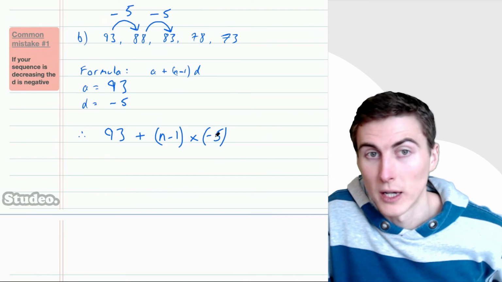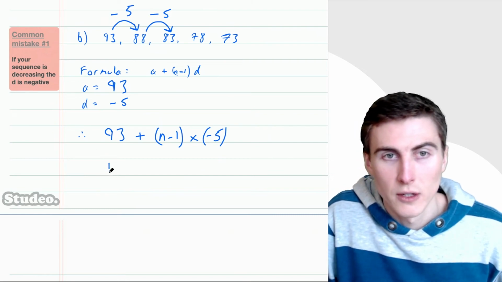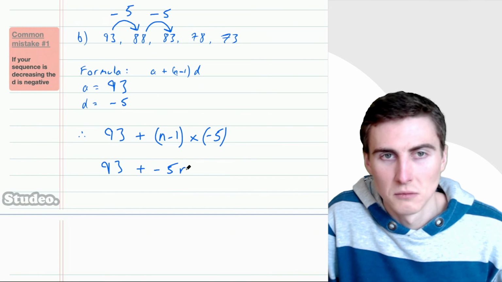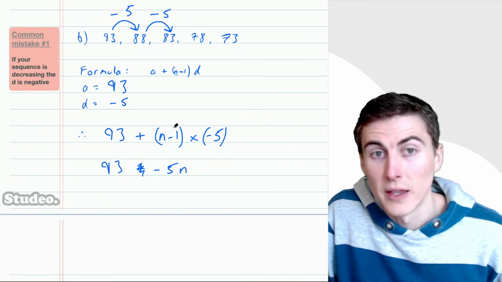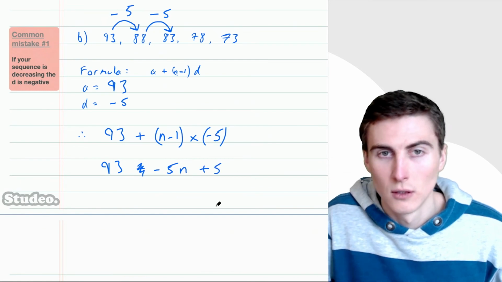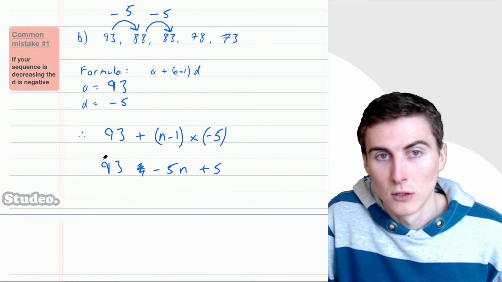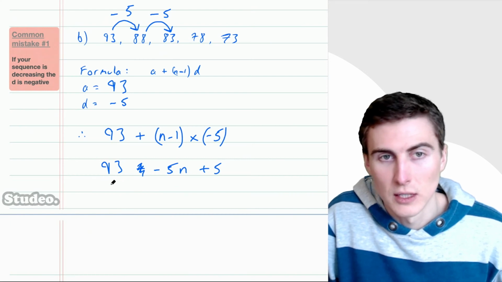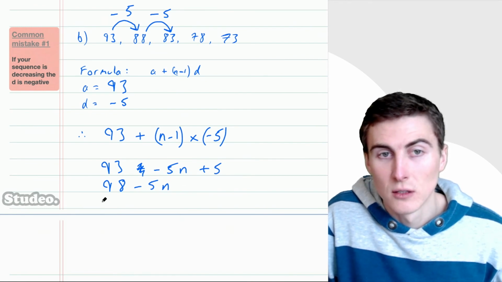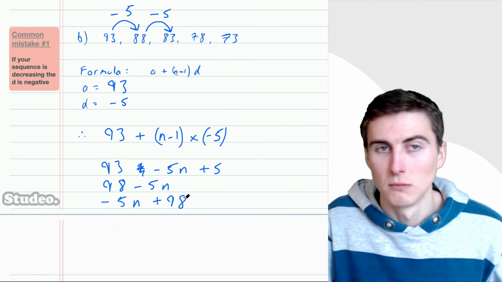And then we expand it. So we have 93 plus n times minus 5, so plus minus 5n. Didn't really need this plus sign. And then minus 1 times minus 5 is positive 5, so I add 5. And then simplify it down. So 93 add 5 is 98. And then I take away the 5n. And like before, I could, if I wanted to, rearrange this to minus 5n plus 98, so the n term is first, but that's not really too important.